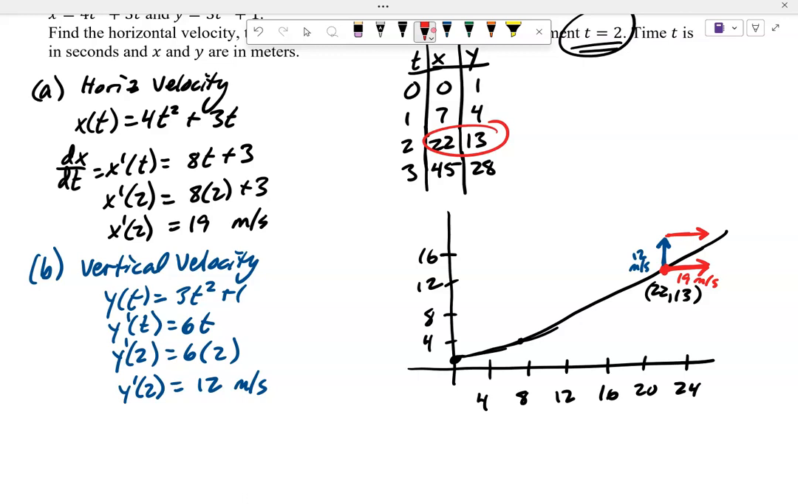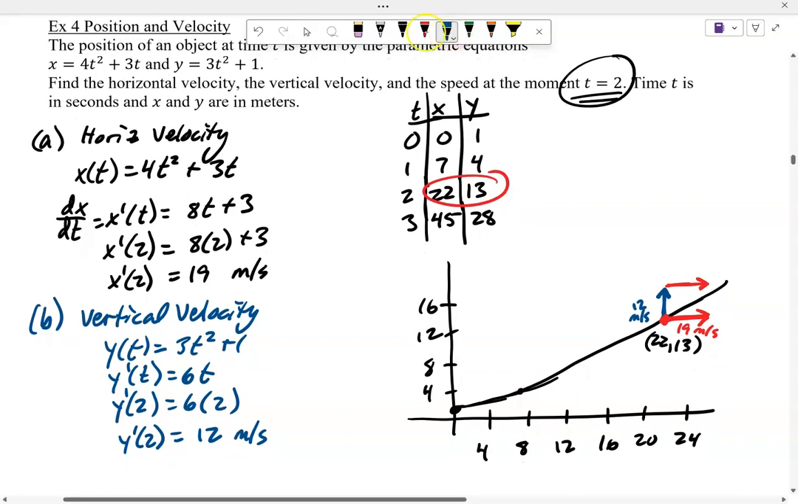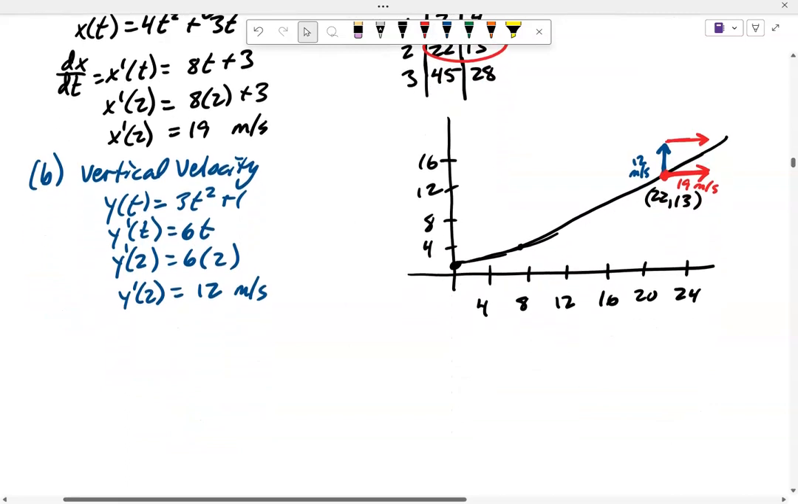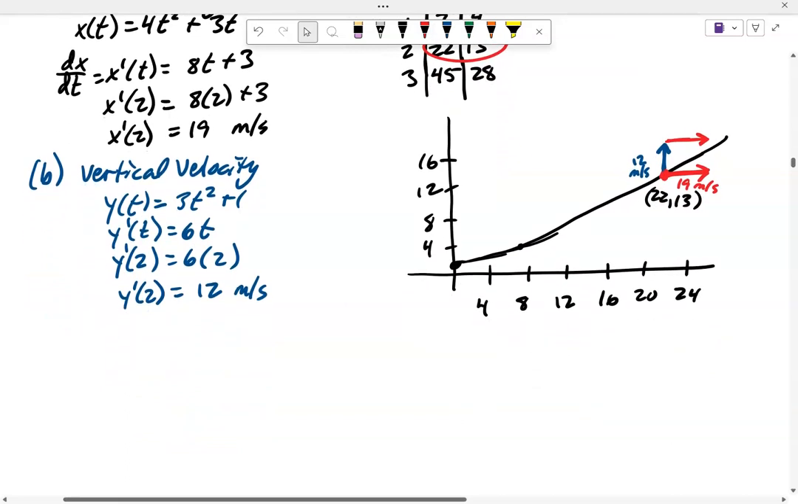All right, so part C on this is saying we want the speed at the moment t equals 2, okay? So speed is the magnitude of the velocity vector. Well, the velocity vector is the sum of the horizontal and vertical components.